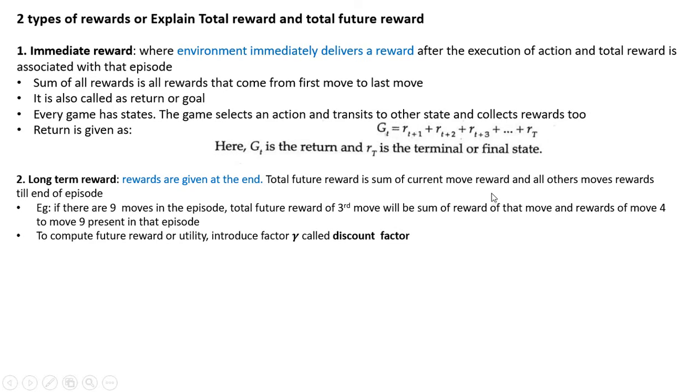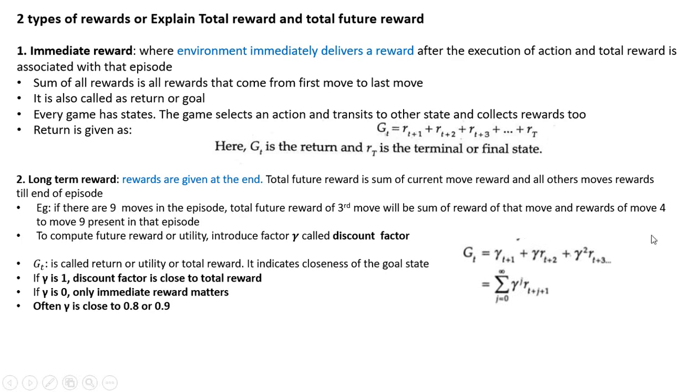I am going to collect the rewards of the current move plus all the other moves, because it is collected at the end. Long-term reward is collected at the end. So I am going to collect the rewards of all the moves. That's why this is the formula. The difference in the formula is that in the first one, immediate reward, G_T is the return and R_T is the terminal or final state, so I will be collecting the rewards at the end of that state. But in long-term reward, it is the sum of all the rewards of all the states.